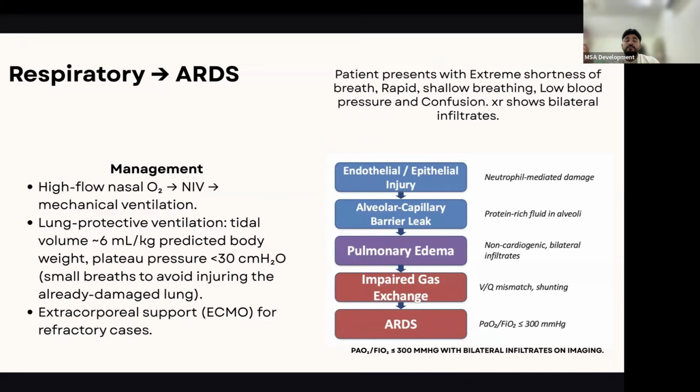Okay, or here, for example, he could be having a neutrophil-mediated damage to his endothelium, which will lead to his alveoli capillary barrier to break, causing pulmonary edema, which will cause the crackles, the dyspnea, shortness of breath, impairing gas exchange. So now he's going to have a VQ mismatch, less oxygen entering the blood, right? So he's going to have an acute respiratory distress syndrome.